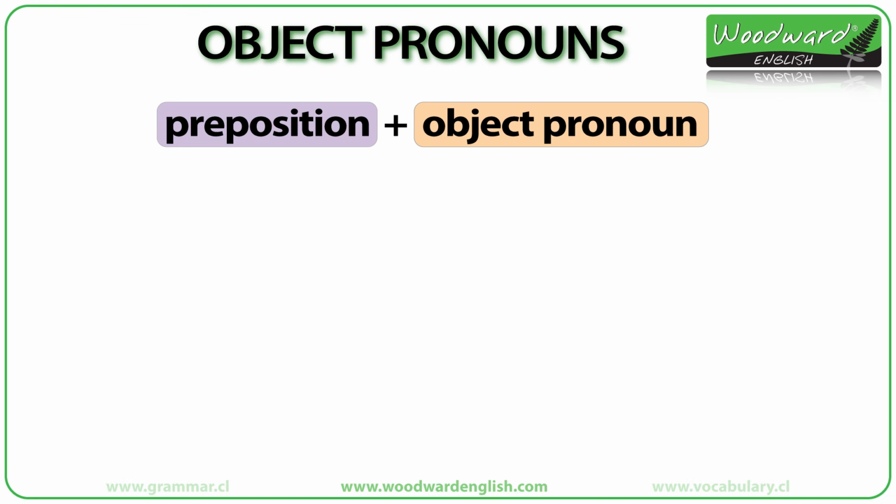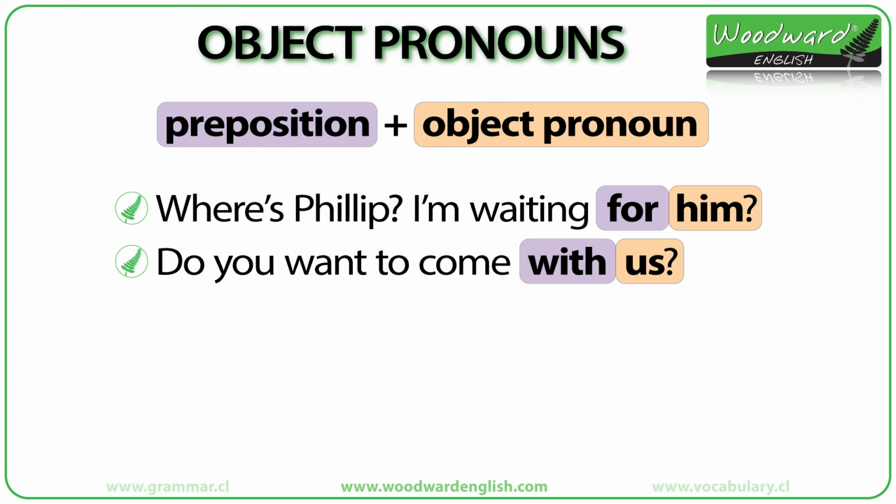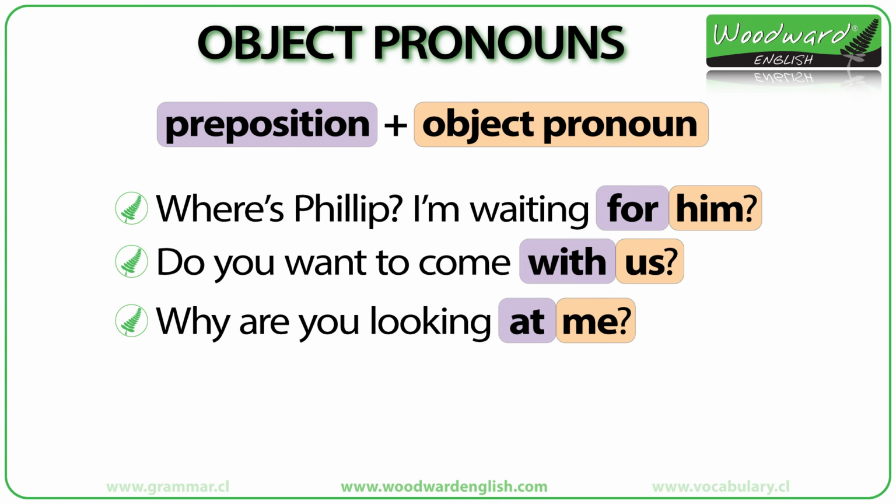Sometimes object pronouns go after a preposition. The word order is preposition plus object pronoun. Where's Philip? I'm waiting for him. Do you want to come with us? Why are you looking at me? Listen to her. We will learn more about the word order of direct and indirect object pronouns in another lesson.